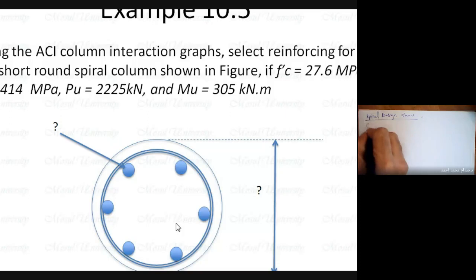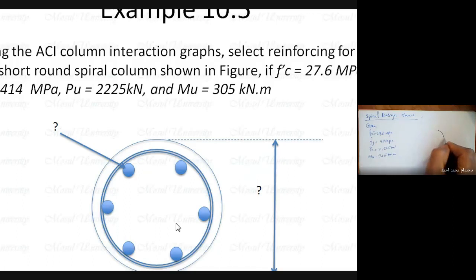First of all, we have to write the givens. The givens: f'c is 27.6 megapascal. In this case, it's eligible to use the interaction diagram with the same magnitude, as well as the reinforcement yield strength of 414 megapascal. The ultimate applied concentrated force is 2,225 kilonewton, and the applied moment is 305 kilonewton meter.